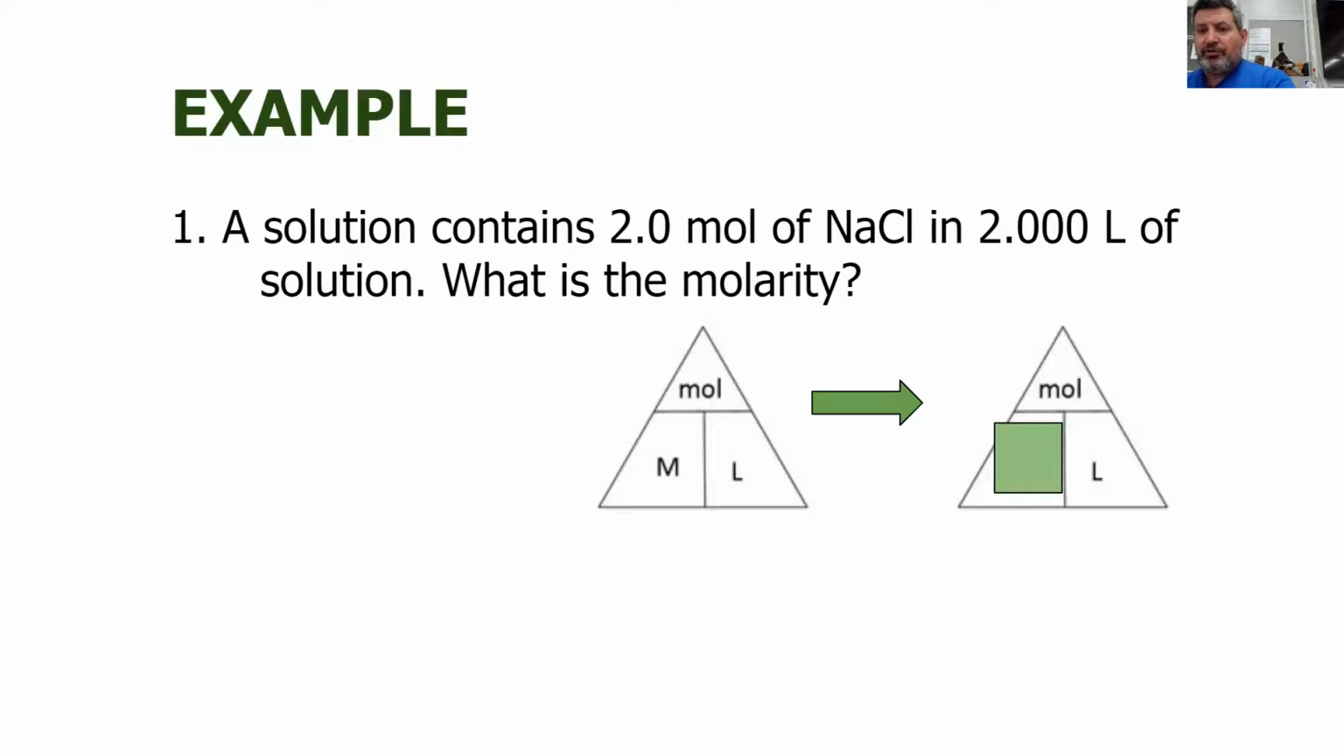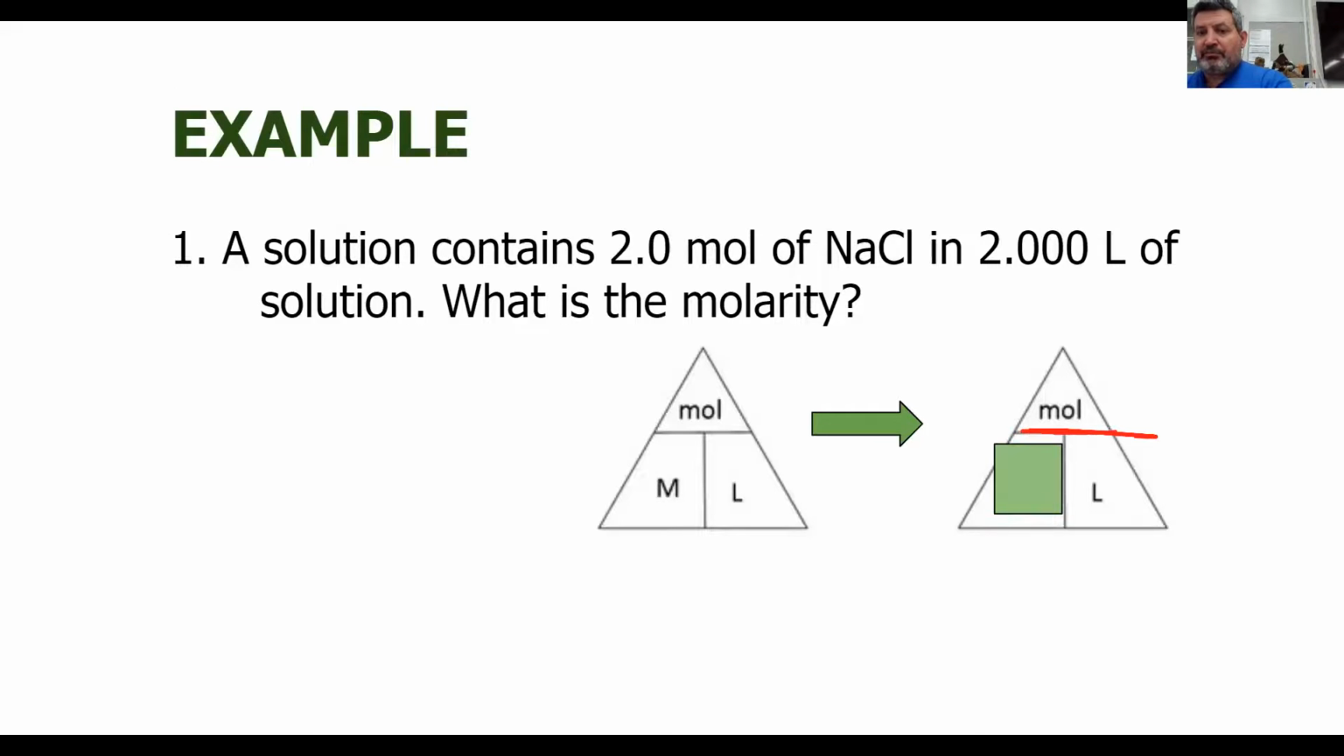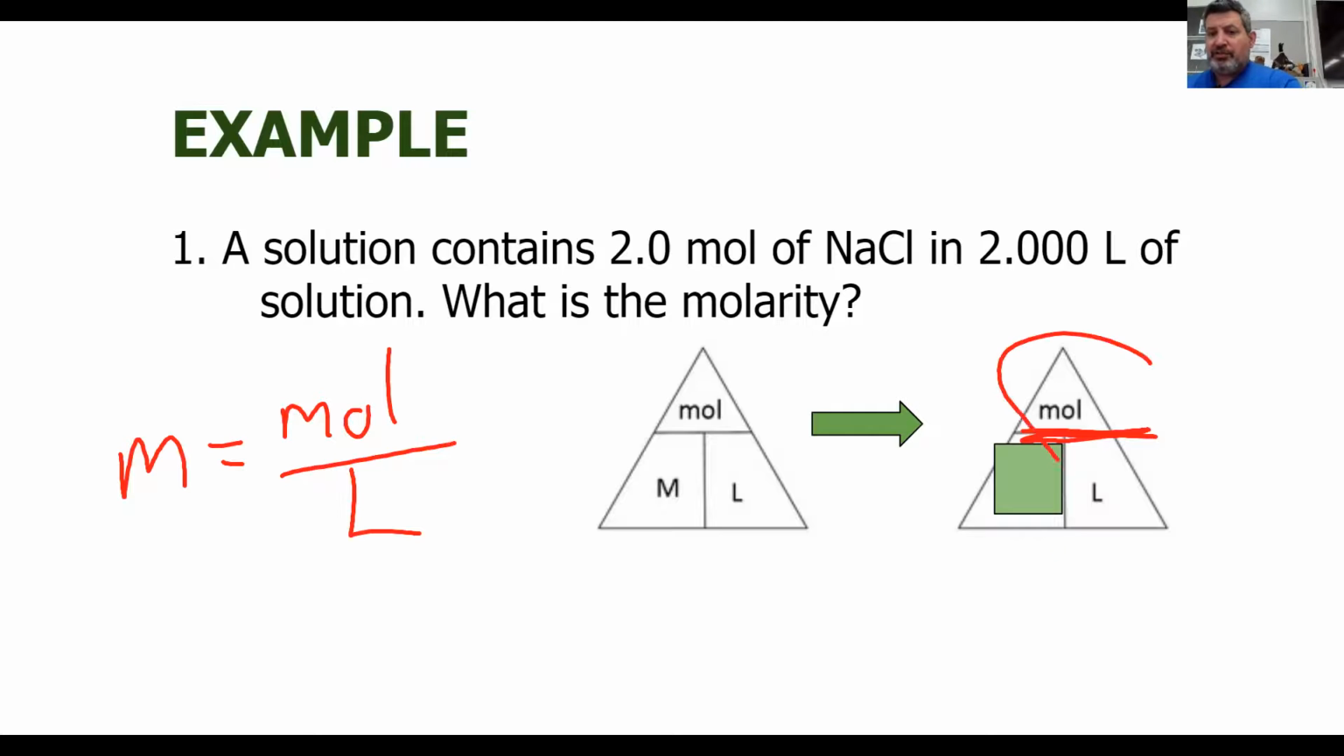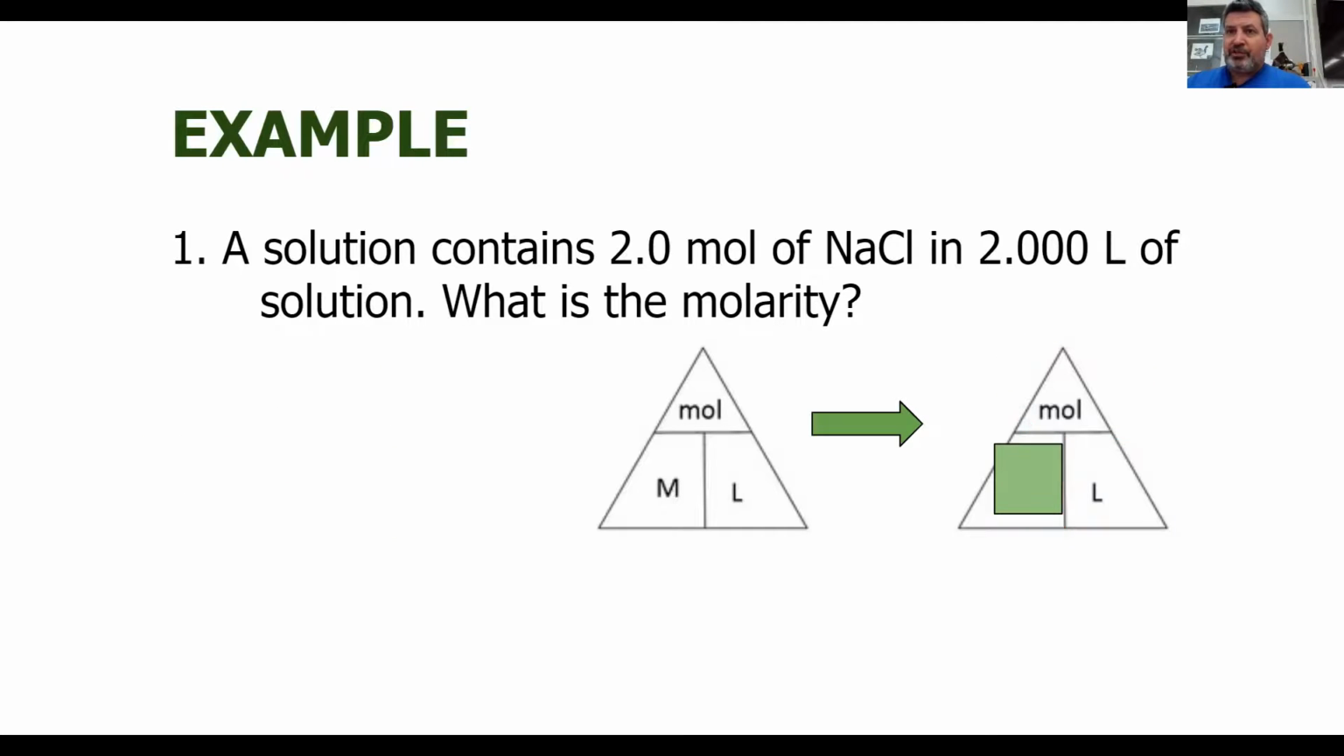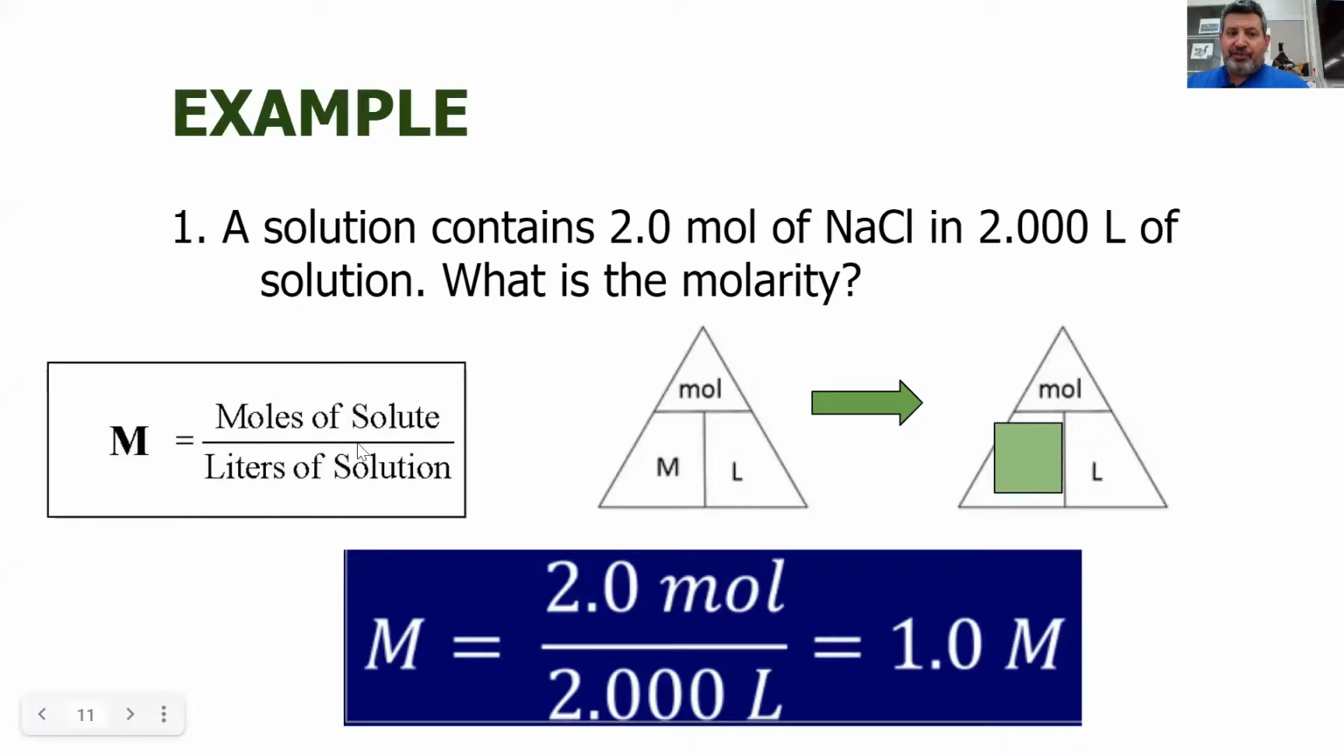in the triangle, and notice that there's a line here. This line means to divide. So really what we're saying is molarity equals moles over liters. Okay, and we can see that in the triangle there. So that's the first thing you want to do, cover up what it is you're looking for. So we have this, molarity equals moles over liters.